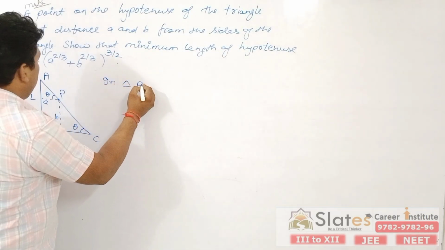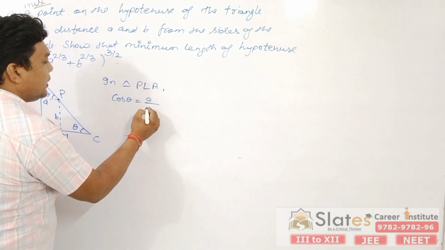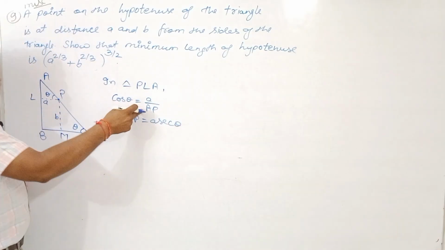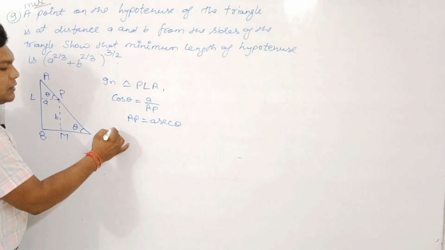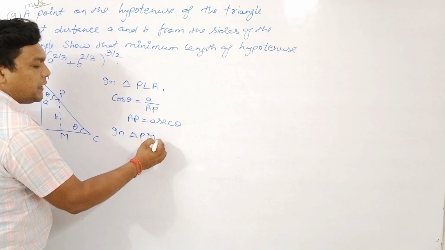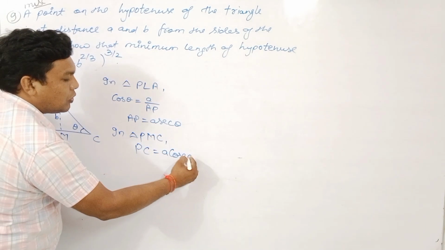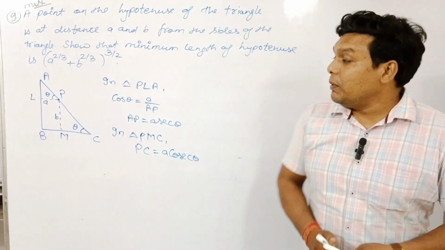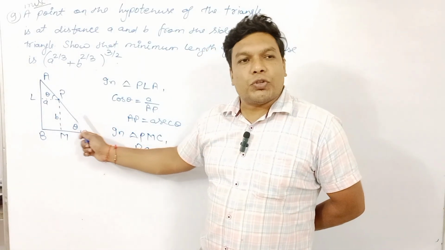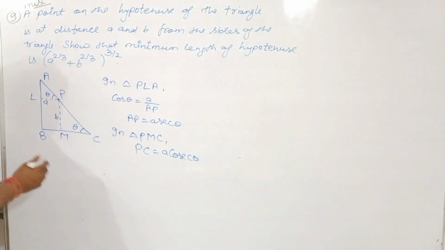So in triangle PLA, what is here? Cos theta is equal to a upon AP. So AP is equal to a upon cos theta, which is a sec theta. Similarly, in triangle PMC, if we find PC, it is b cosec theta. Why? When you apply sin theta is equal to b upon PC, so PC is equal to b upon sin theta, which is b cosec theta. Basic trigonometry.